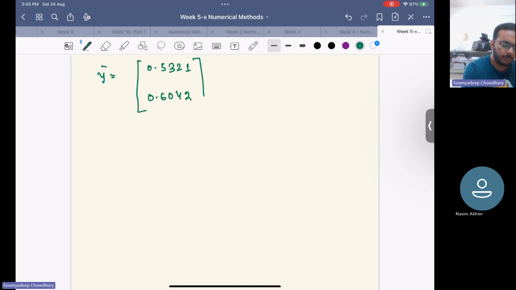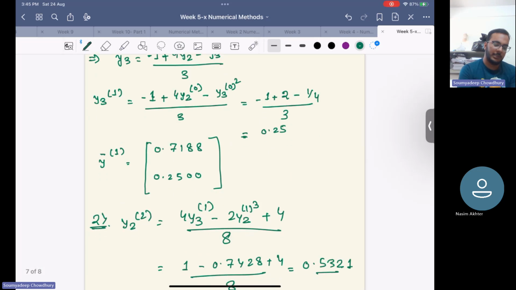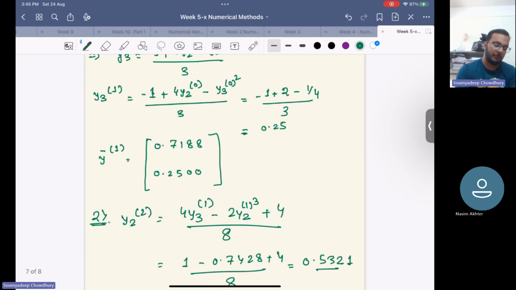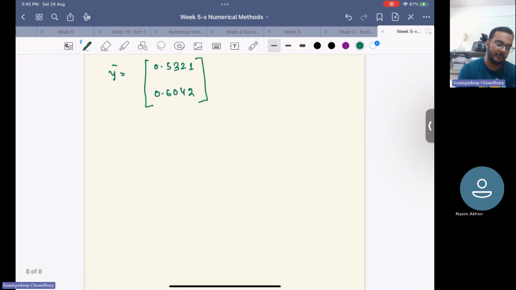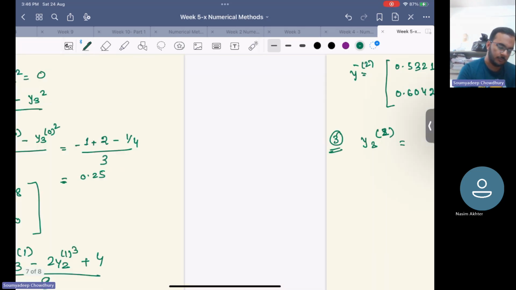So like this, you have to continue. One more I'll do, because we continue until the difference between these two is small. Y2 of 1 is 0.7188 and here it is 0.53. So at least one decimal place should match, otherwise we cannot stop. So in the third step, again y2 of 2.